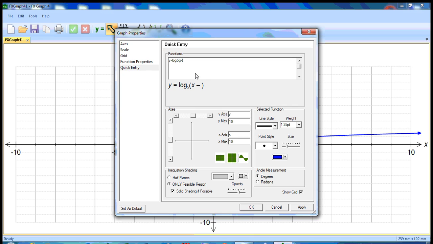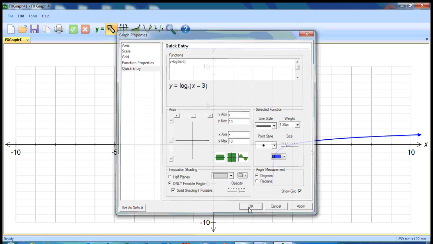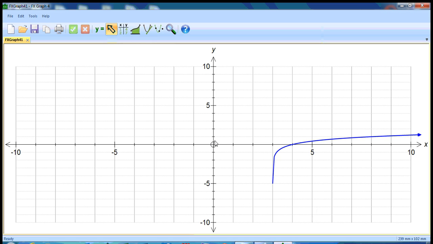Right, now I can transform these graphs. For example, if I go minus 3, this will transform the same way as a parabola will transform. If I then draw this, basically it's picked up the whole graph and moved it over 3. So therefore my asymptote is now at x equals 3. My intercept is now at (4, 0), 3 greater than it normally would be.